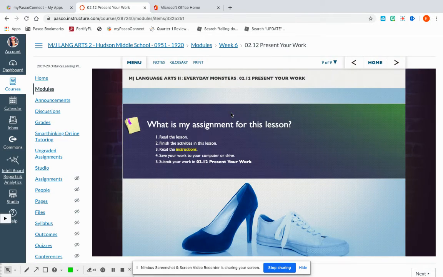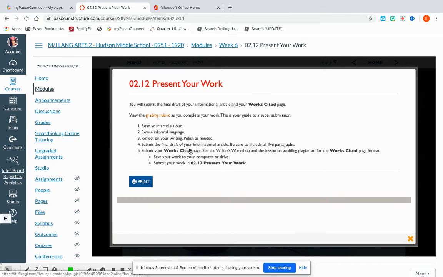Slide 9 is going to be your instructions. So remember, you're going to click instructions. You're going to read your article out loud. Sometimes reading out loud, you're going to catch those mistakes that you wouldn't if you were reading it in your head. You're going to revise any informal language you may have. Reflect on your writing and polish as needed. This is going to be your final revision. Submit your final draft and your works cited page to 2.12.